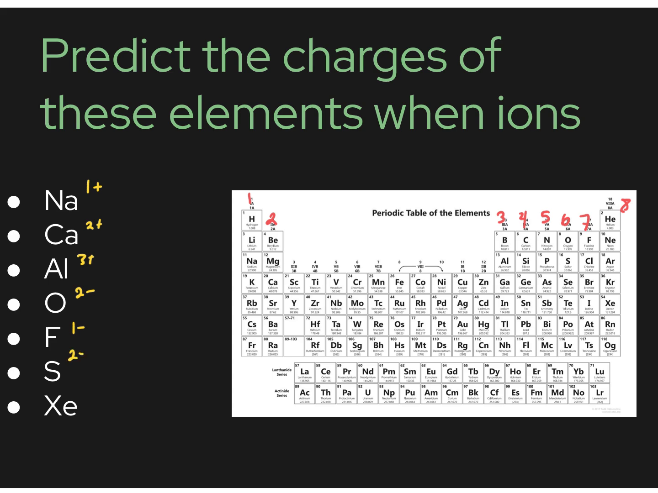And finally, xenon, as you can see, is already in the noble gas column, which means it is fully stable and will not gain a charge. If you had to put one on, you'd put a 0, but we typically don't put a 0 for these types of particles.